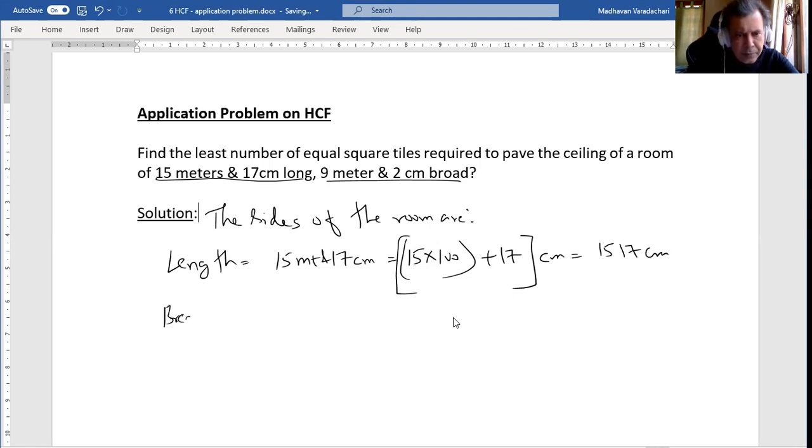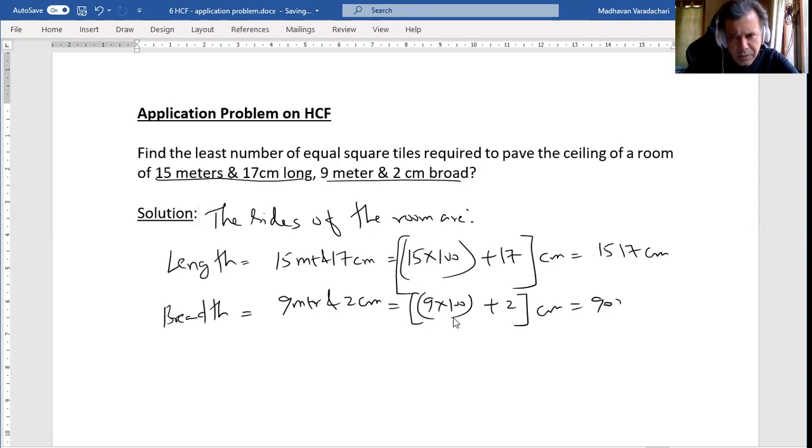Then the breadth is 9 meters and 2 centimeters. So I can write 9 into 100 plus 2, so it becomes 902 centimeters.